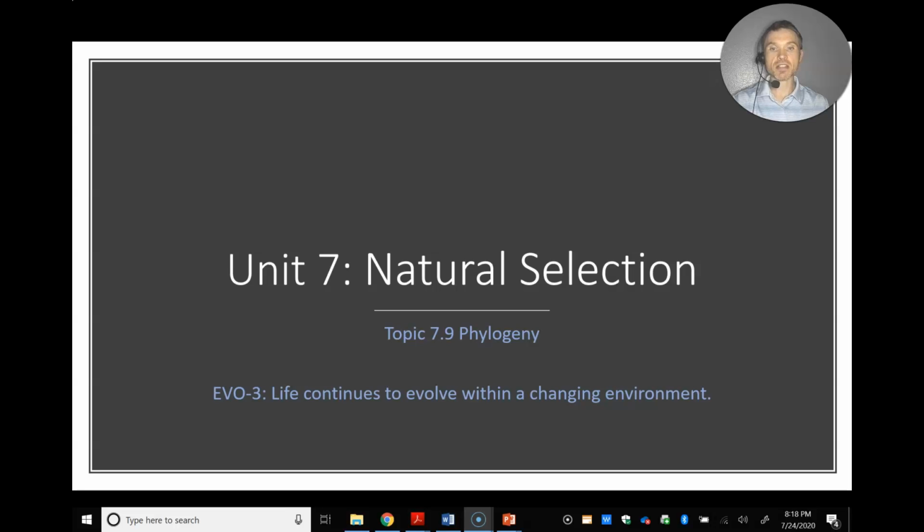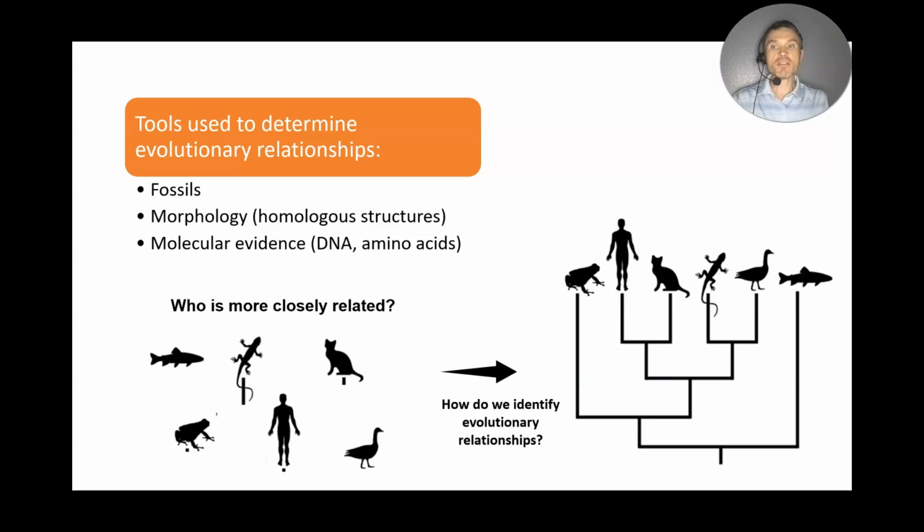This video is a continuation of topic 7.9, phylogeny. In the previous video, we looked at the tools used to determine the evolutionary relationship between different species. The tools that we talked about include fossil records, morphology, and today we're going to look at molecular evidence, including the DNA and the amino acid sequence.